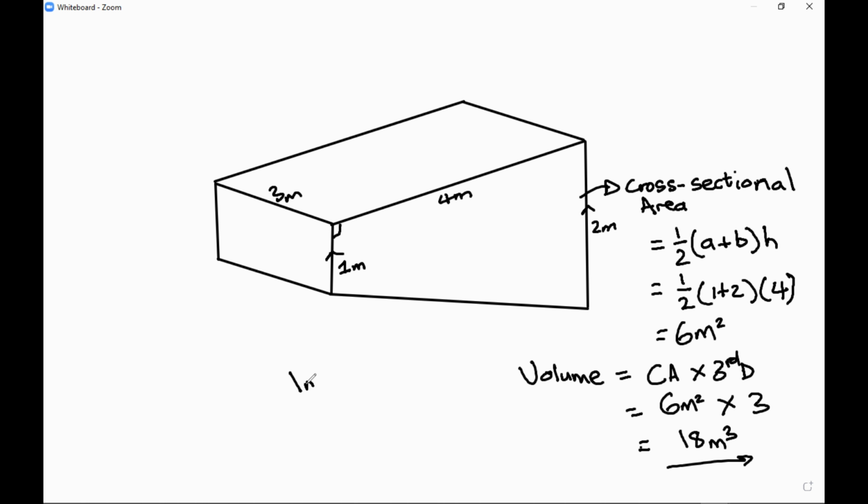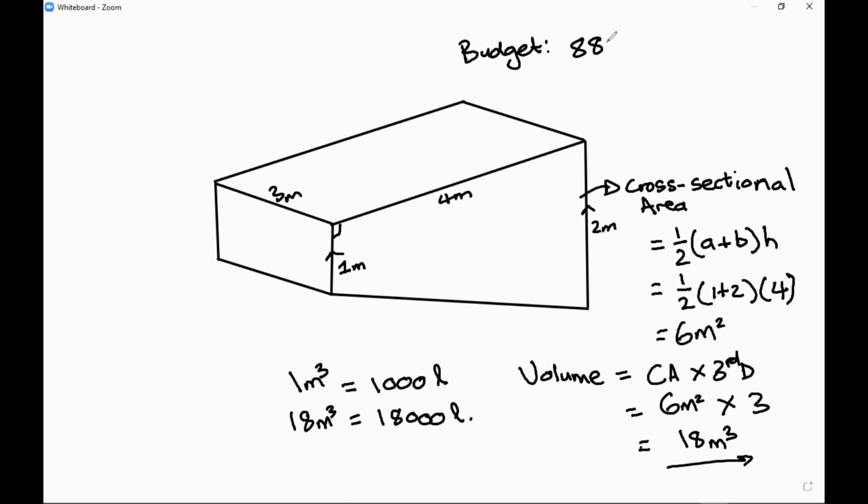And now I can work out how many liters. Now remember, we said 1 meter cubed is the equivalent of 1,000 liters. So 18 meters cubed is going to be given as 18,000 liters. Now let's say we have a budget at the moment of roughly 8,800, and let's make it 9,000.